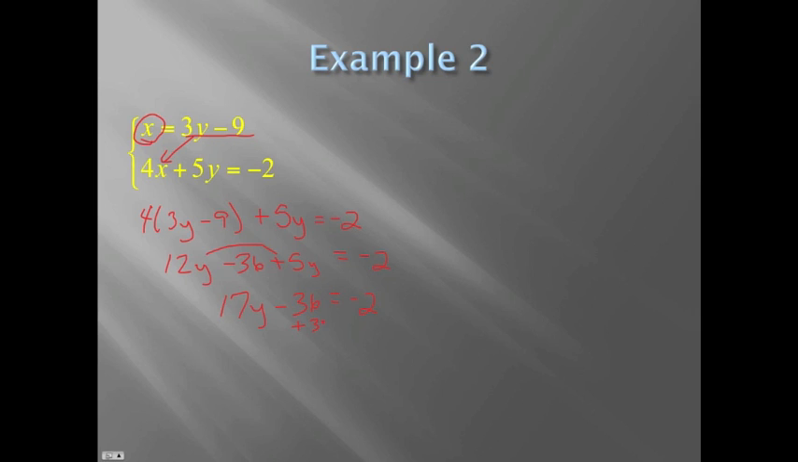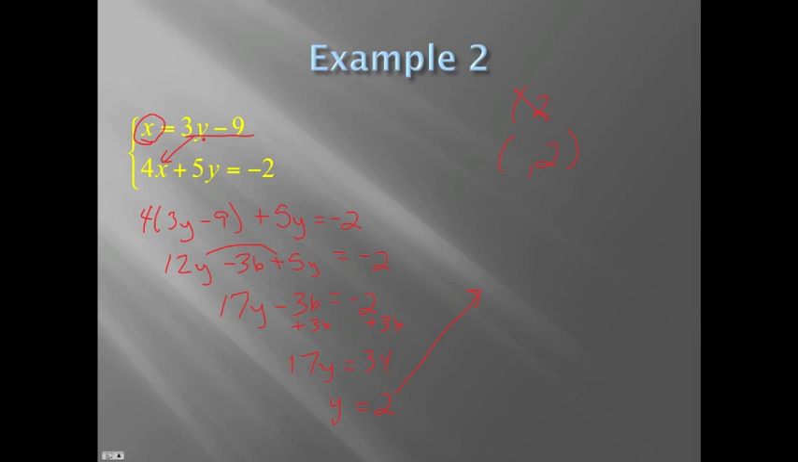We're going to add the 36, giving us 17y equals 34. Divide by 17, and we get y equals 2. So again, I'll put a 2 there, put the comma there. Take that, plug it in, and again, we can plug it in either way.